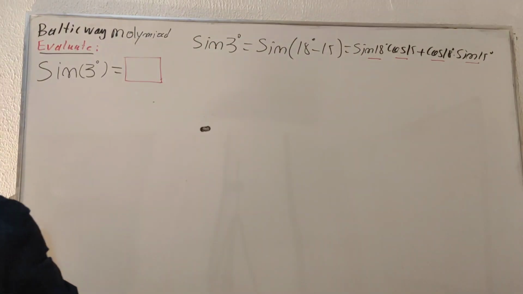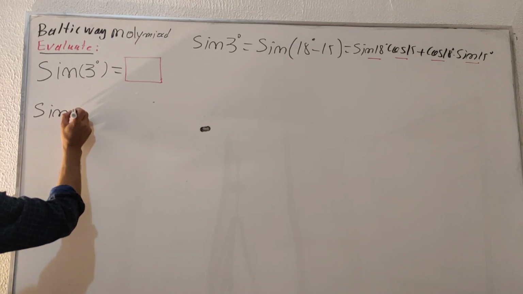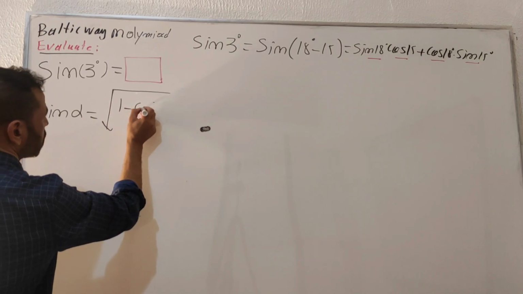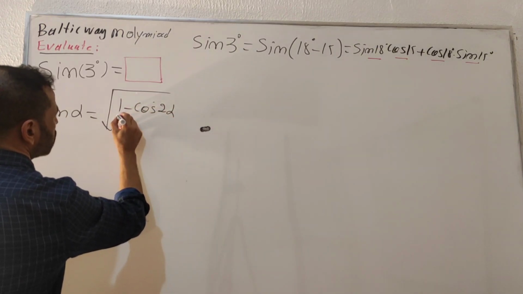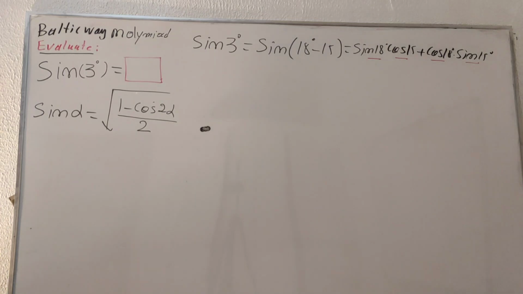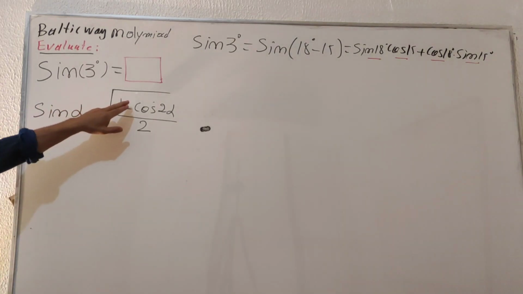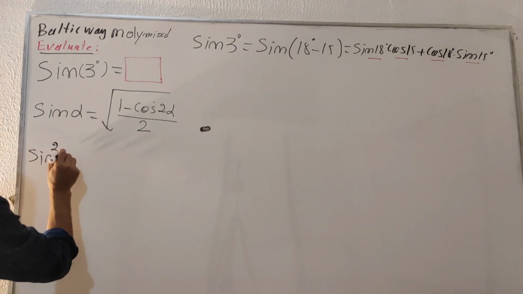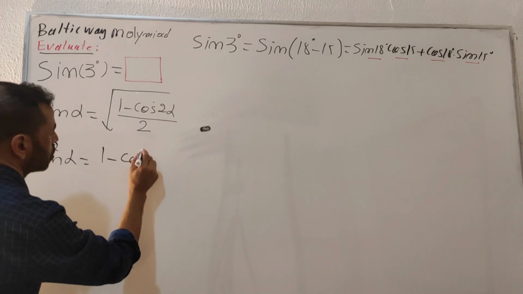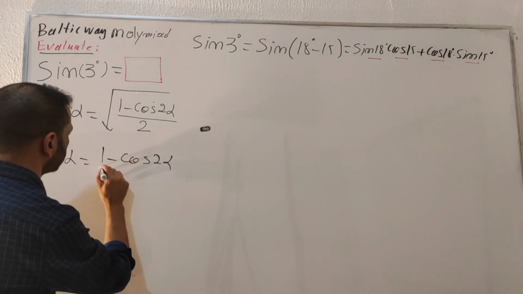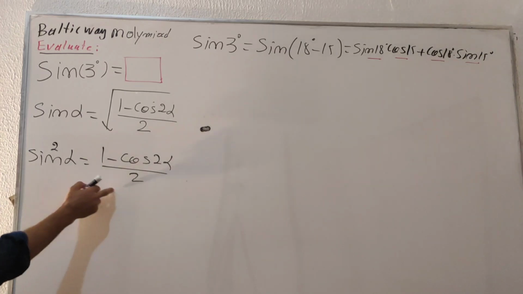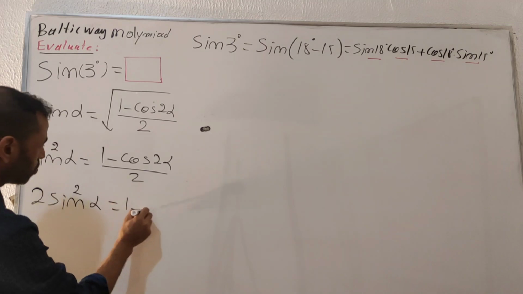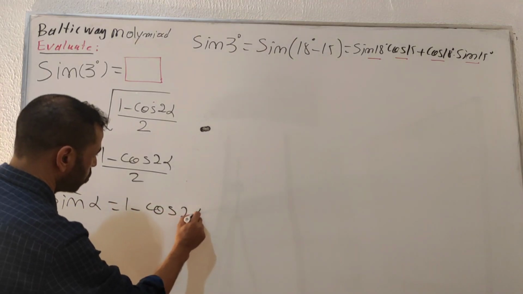We know sine alpha equals the square root of 1 minus cosine 2 alpha, divided by 2. How do we get to this expression? Let's square both sides and go backward to the original one. So I get sine square alpha equals 1 minus cosine 2 alpha over 2. Multiply both sides by 2. I get here 2 sine square alpha equals 1 minus cosine 2 alpha.